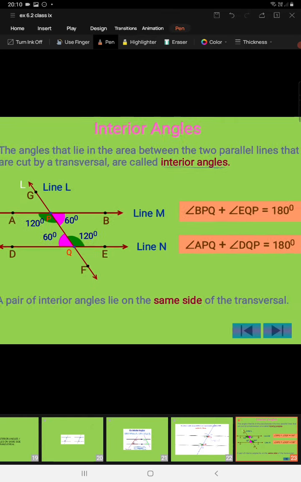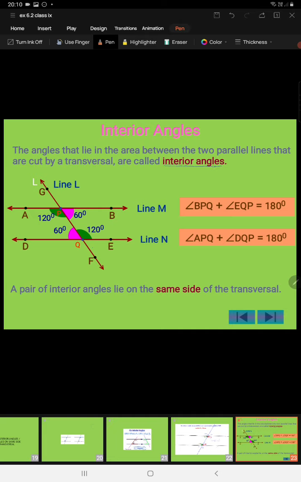Here also, in this example, the co-interior angles are 60 degrees and 120 degrees. See here, the sum of 60 and 120 gives you 180 degrees. You can also check the alternate interior angles, 60 degrees and 60 degrees, both pink, are alternate interior angles and they are equal, but co-interior angles are supplementary. We can verify it also through the linear pair axiom, which we studied in exercise 6.1, that 60 plus 120 gives you 180 degrees.